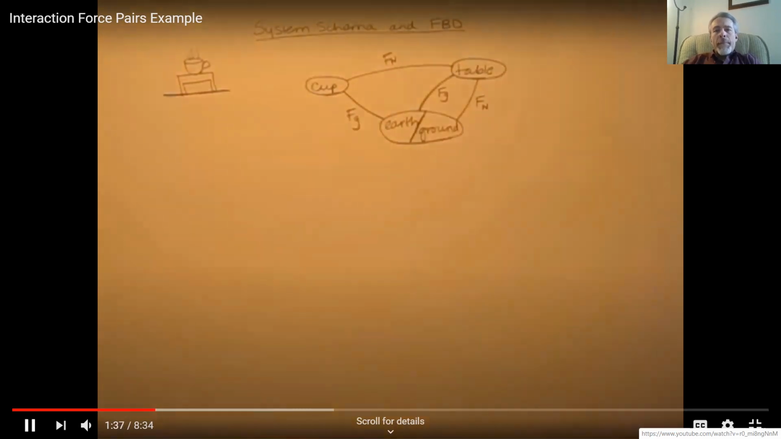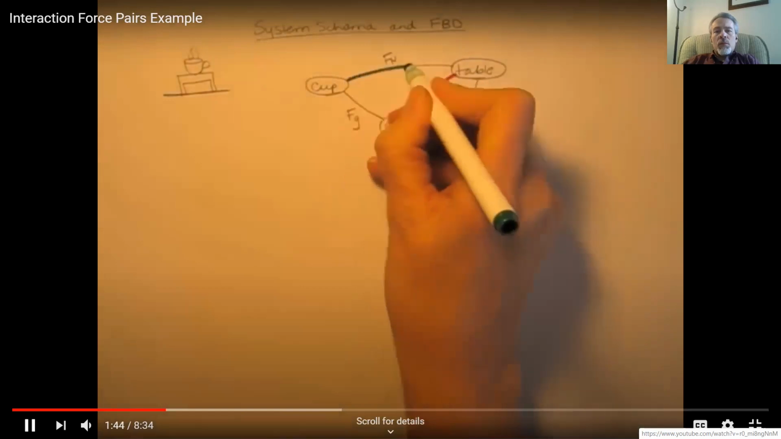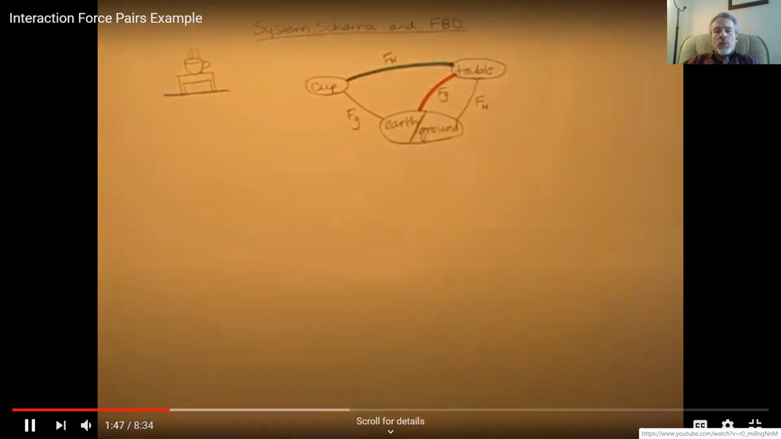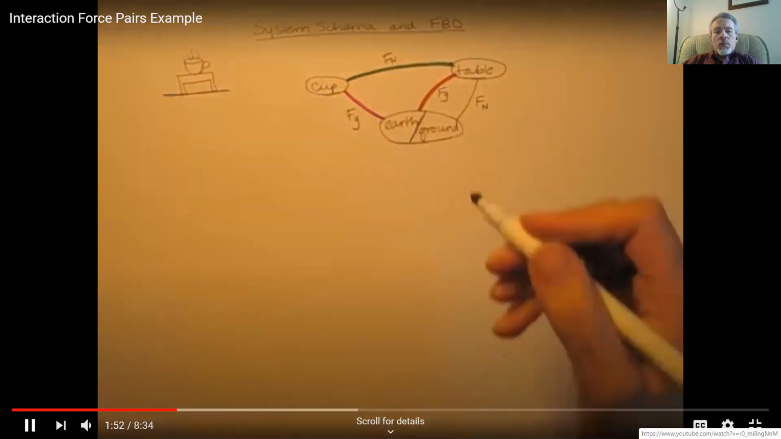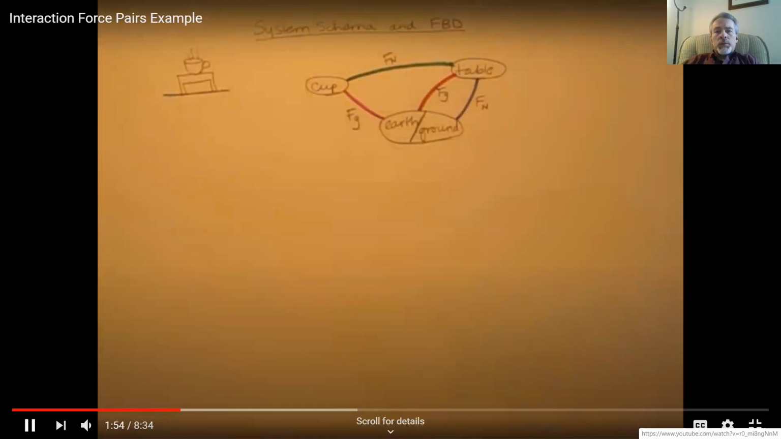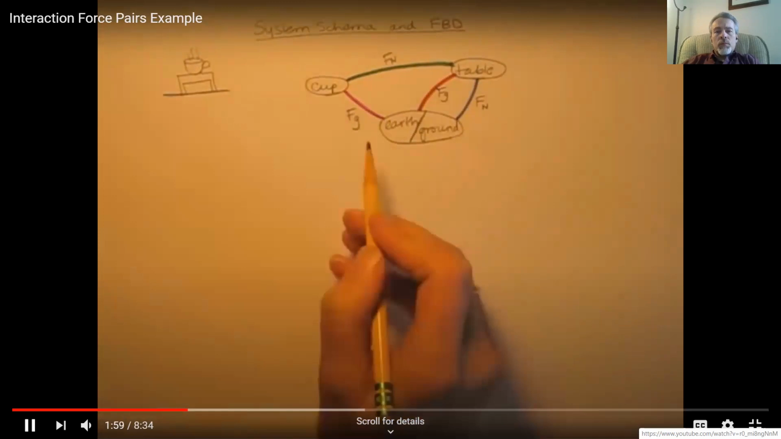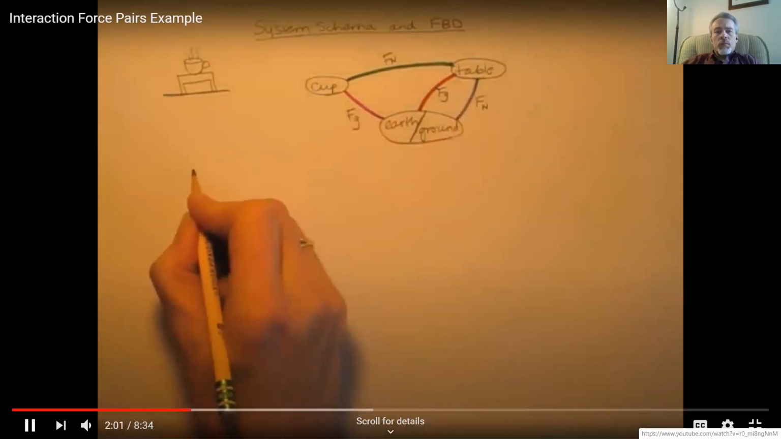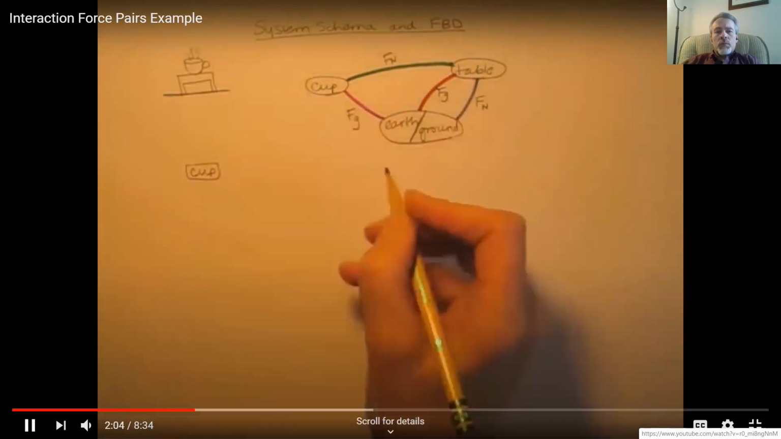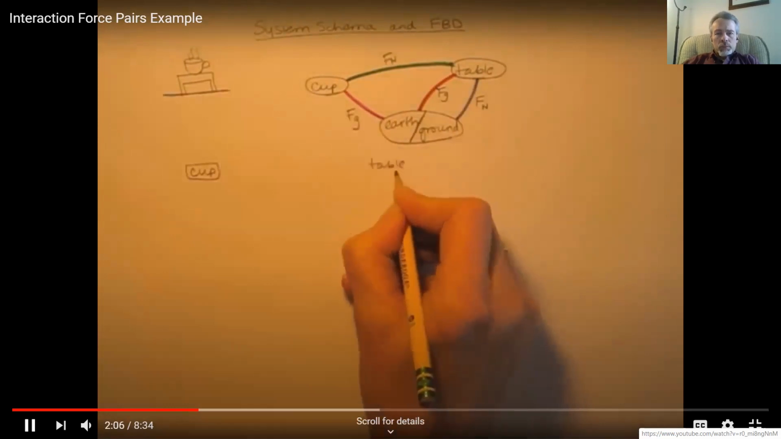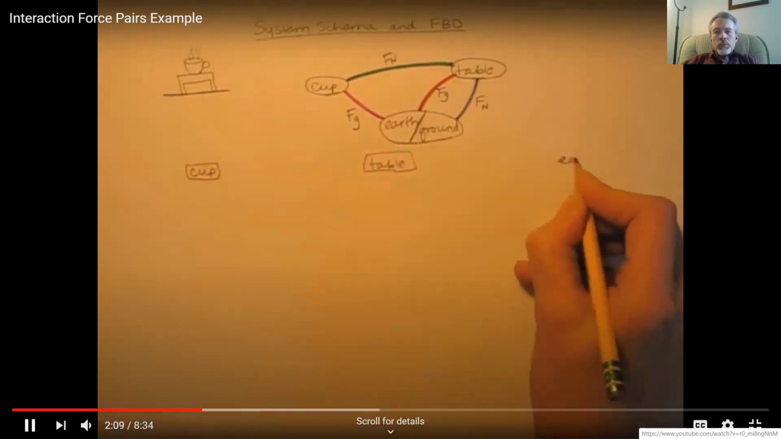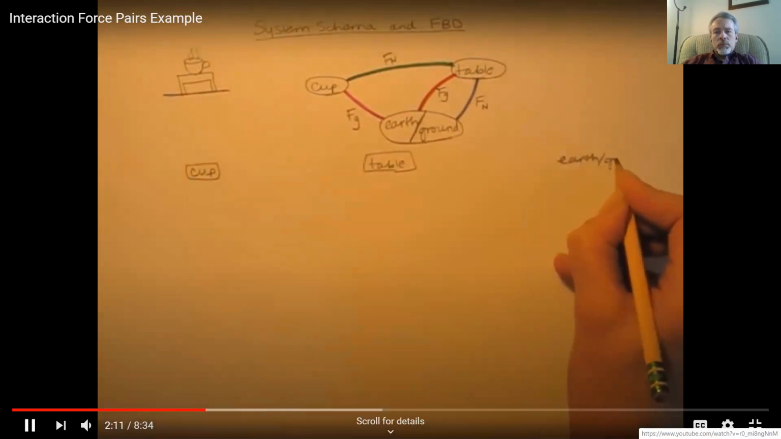So this is all of the interactions. Now what I'm going to do is color code each interaction a different color. Now we're ready to draw a free body diagram for each of these objects. So the cup is going to be here, and the table, and the earth, ground combination.